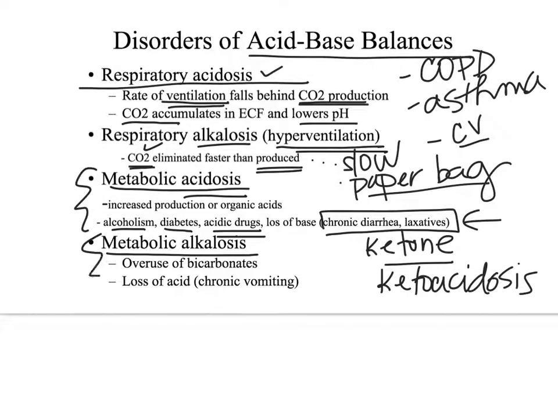Okay, metabolic alkalosis is pretty rare, doesn't happen very often. Things that could cause it are bicarbonates, like if somebody's taking a lot of Tums, it can cause it. You'd have to eat a lot of Tums. Or if you're losing acid a lot, so you're chronically vomiting.